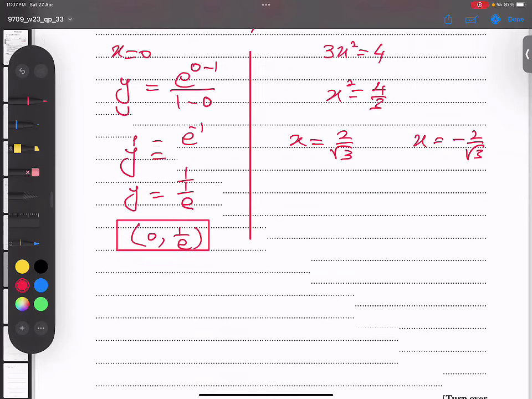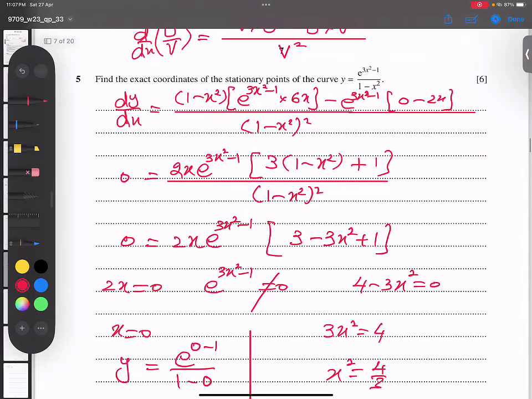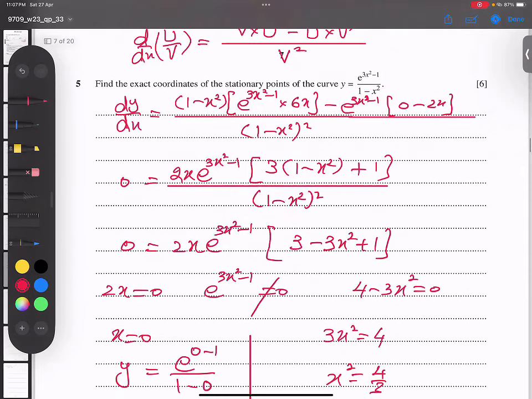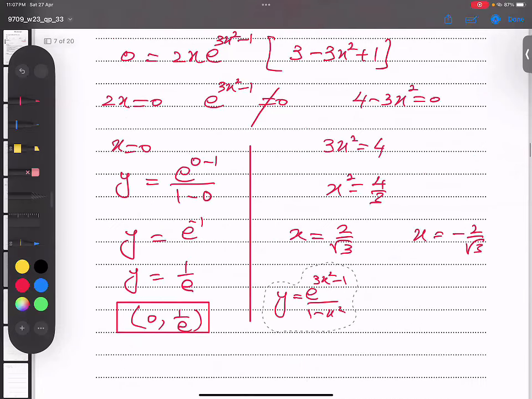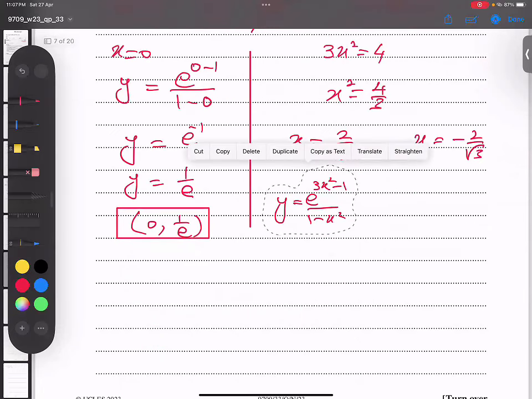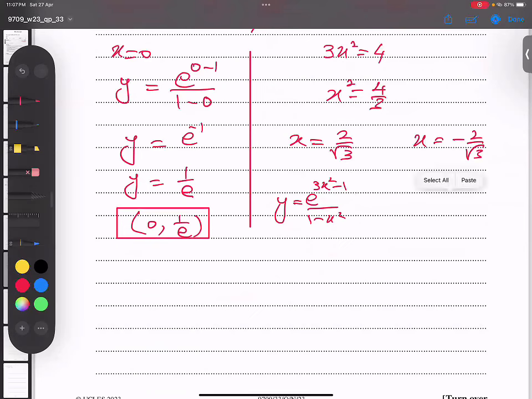Okay, so this value I will plug in the top equation. Okay, let me write it. Y is equals to e to power 3x squared minus 1 over 1 minus x squared. So this equation I am bringing down, but I will copy two times. So one copy here and one here. Okay, so let's start, student, one by one. I'll solve.